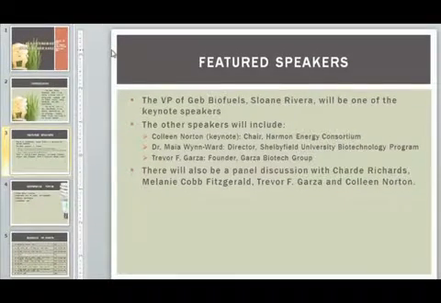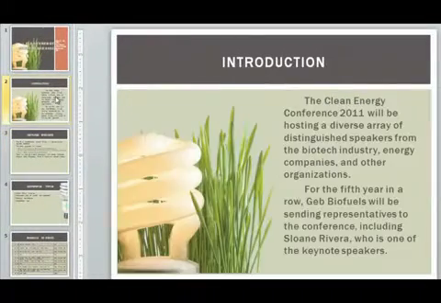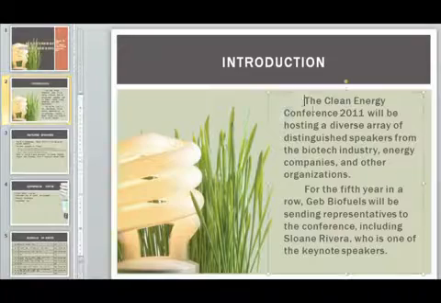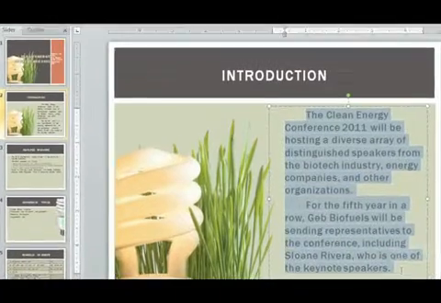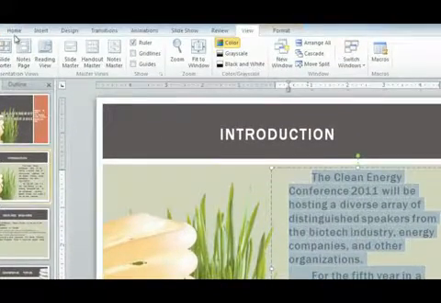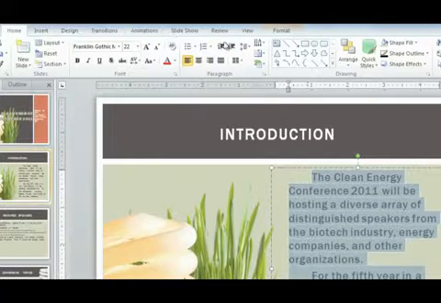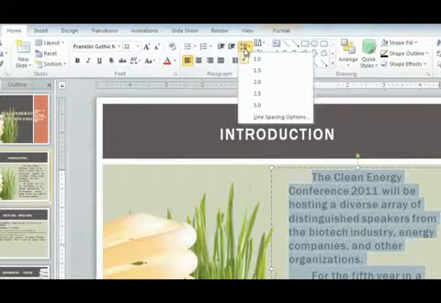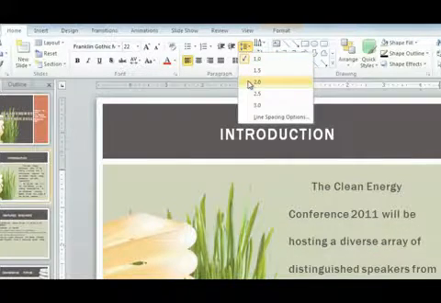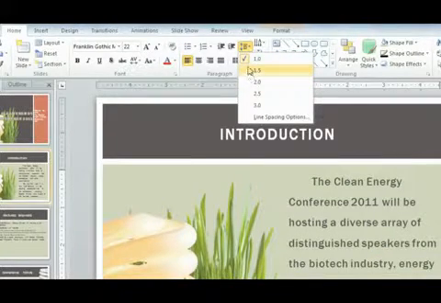Now I'm going to go back to the paragraphs, and I'd like to adjust the spacing in between the lines to open this up a little bit. You can select the paragraphs, and on the Home tab, go to the Line Spacing command, and you can choose a line spacing value here. But I'd really like something that's in between these two values, say 1.3.